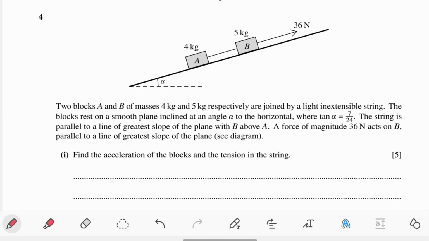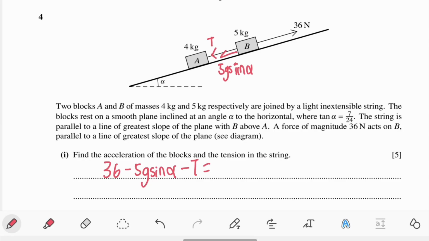So on block B, we have a 36 newton force. So 36, I'm going to take upwards as a positive direction. And 5 sine alpha is acting down because the weight of block B is acting down. So 5 sine alpha is acting down, trying to prevent it from moving. And the tension in the string is also trying to prevent it from moving up. So we get 36 minus 5g sine alpha, because you need to multiply by the acceleration due to gravity. So 5g sine alpha.